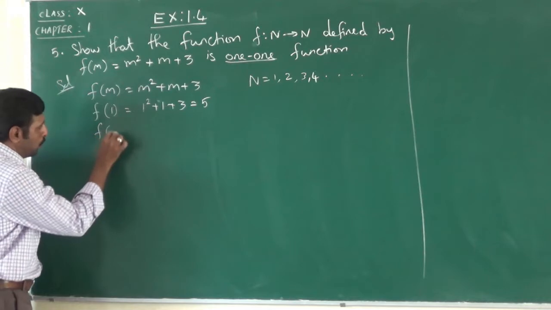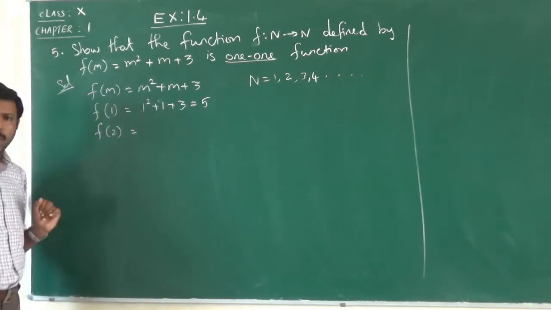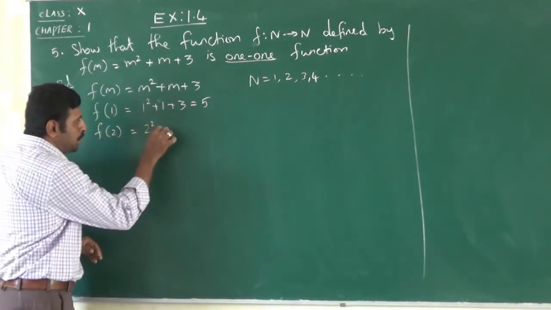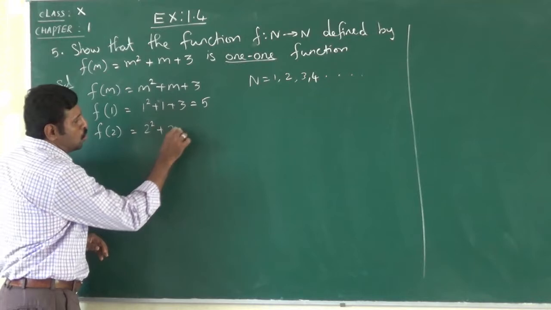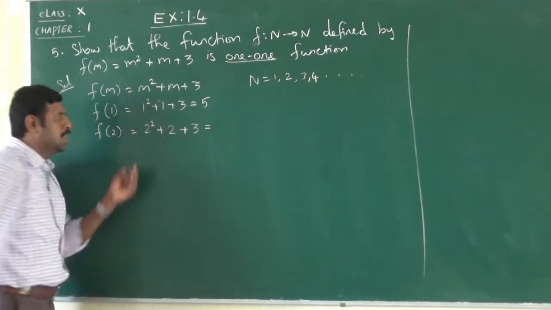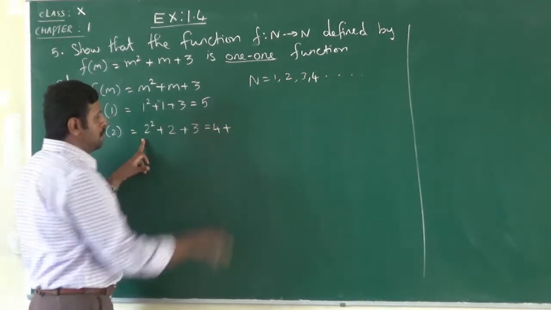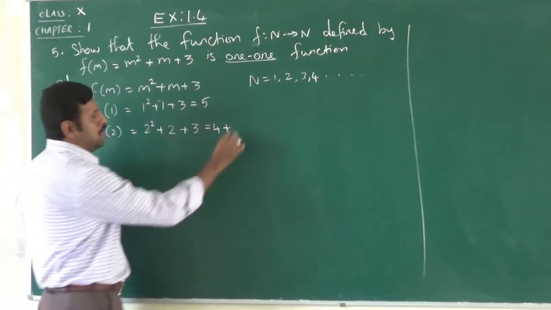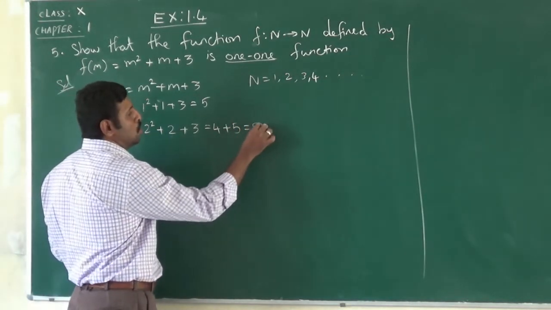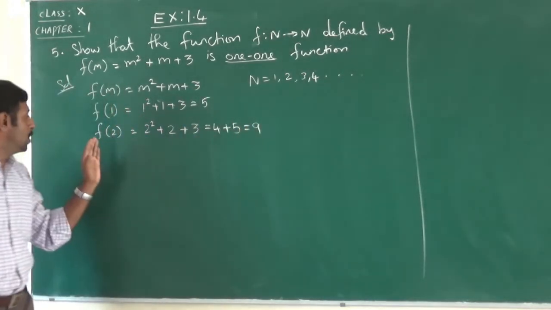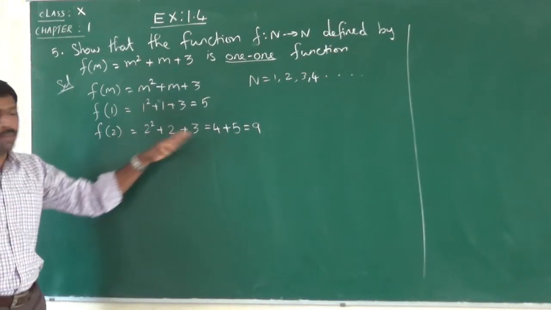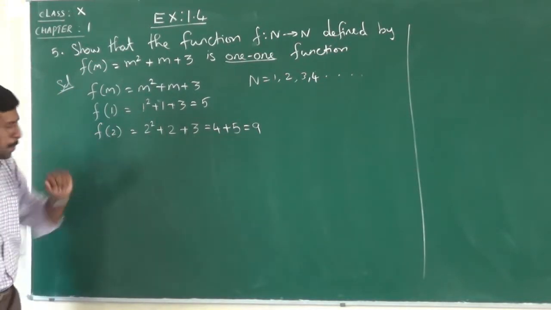Next, function of 2, f of 2, right? Here 2 square plus m, that is also 2, and then 3. Here 2 square is 4 plus 2 plus 3 is 5. Then this value is equal to 9. So the function of 2 is mapping with the number 9.